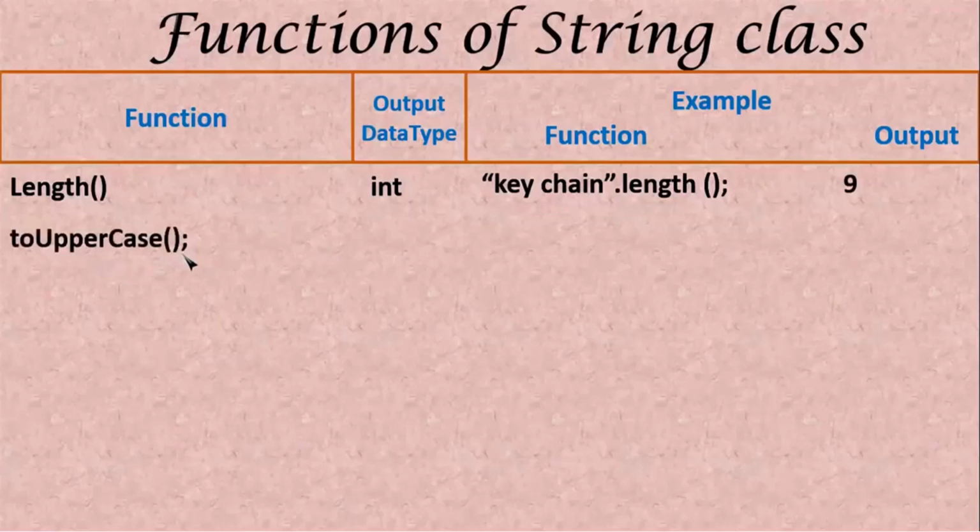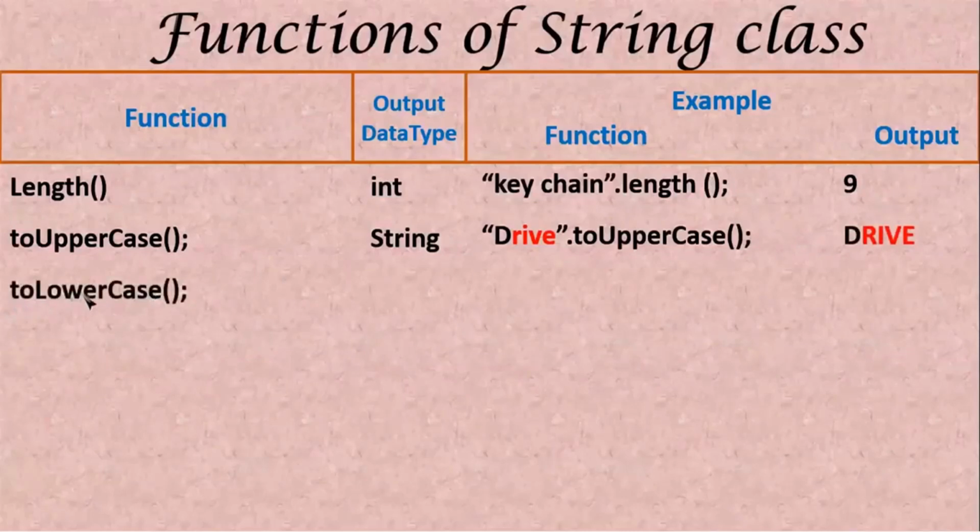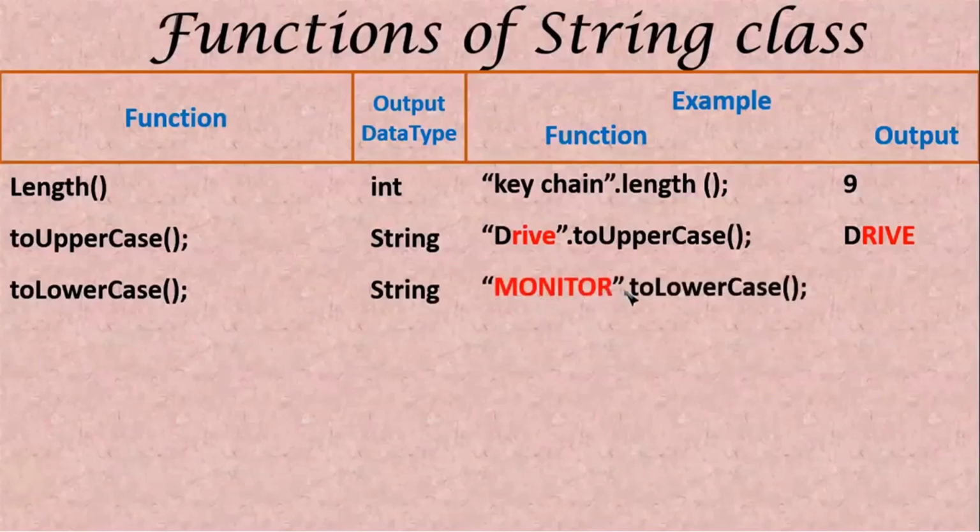Next, toUpperCase of. Here the output data type will be string only. The function example here, drive dot toUpperCase of. See here D is already there, capital. RIVE is in small letters. So which are all in small will be converted into uppercase. So then the output will be DRIVE all in capital letters. Next, toLowerCase of. The output of this will also be string type. For example, I have taken monitor here, toLowerCase of. It will give this monitor in lowercase.